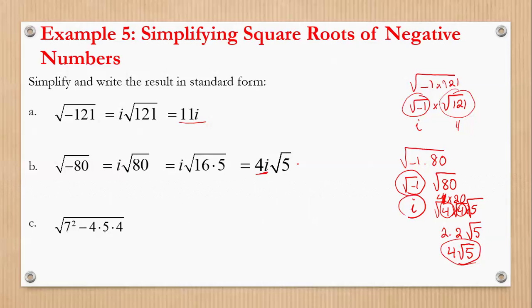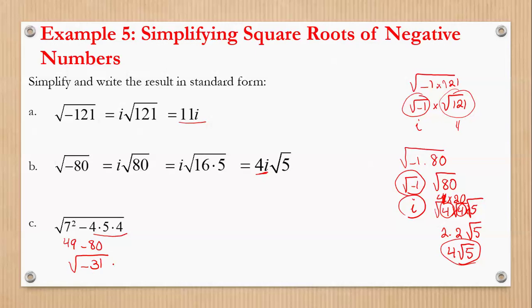Next, part C. We want to simplify this one and find the answer. First of all, we need to simplify under the radical. Based on the order of operations, I know 7 squared is 49, and I know that 4 times 5 times 4 is 80. So it's the square root of 49 minus 80, which is -31.